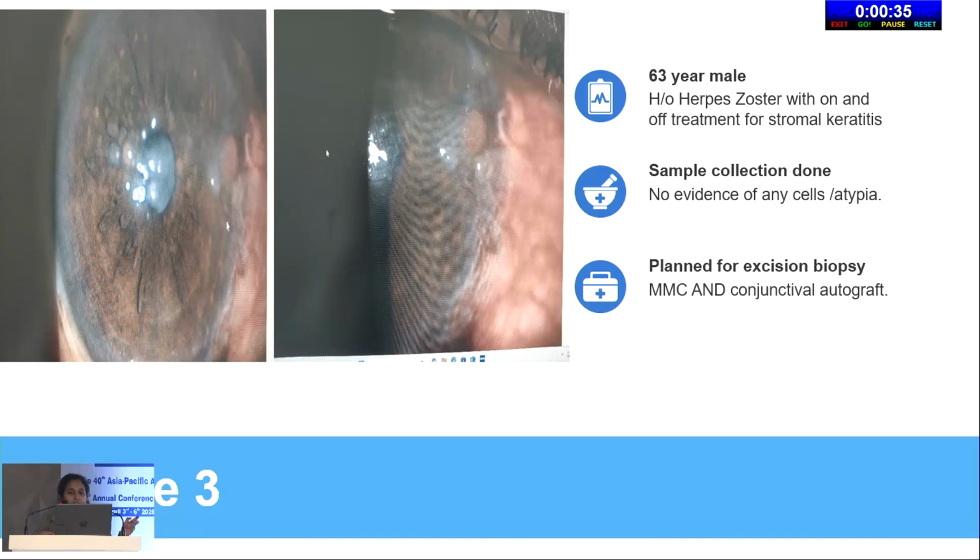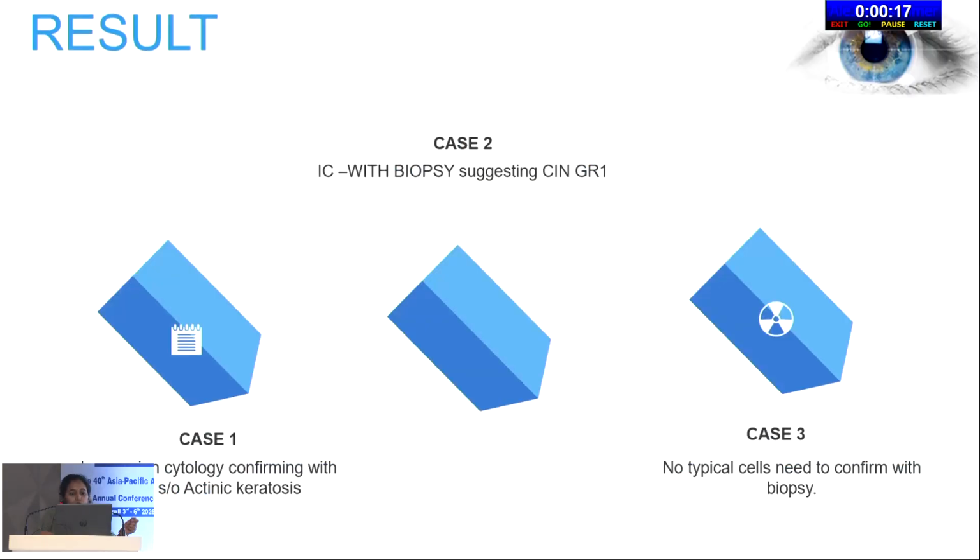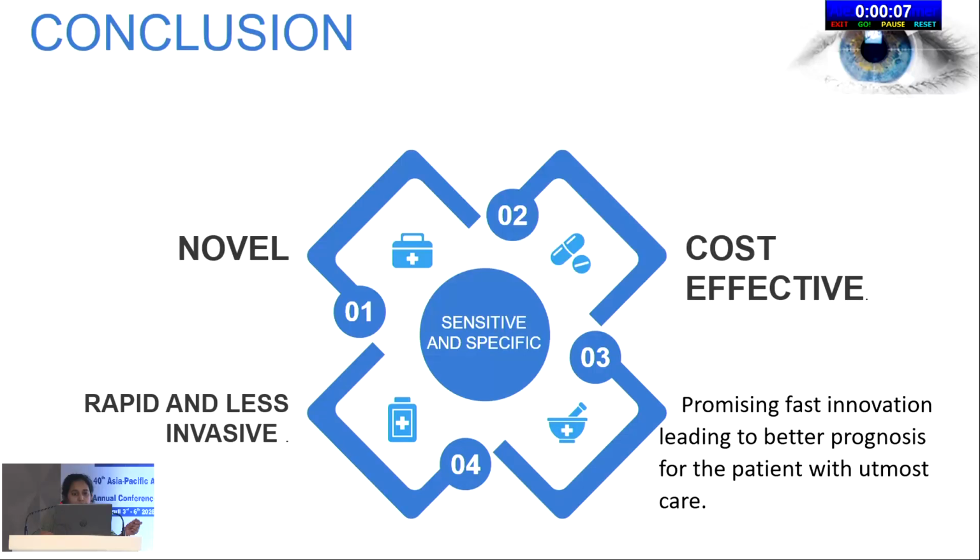Then one more recently came to our OPD. He had a history of herpes zoster, and on-and-off treatment for stromal keratitis. For one month he had some granuloma formation. We also collected a sample; no cells were there. We have planned a biopsy for that patient, not surgery. So in case 1 it was suggestive of actinic keratosis, in case 2 it came as CIN grade 1, and in case 3 we are still depending on biopsy for confirmation.